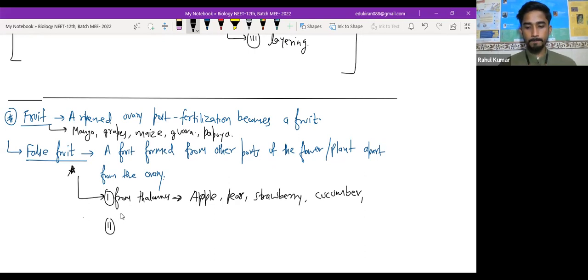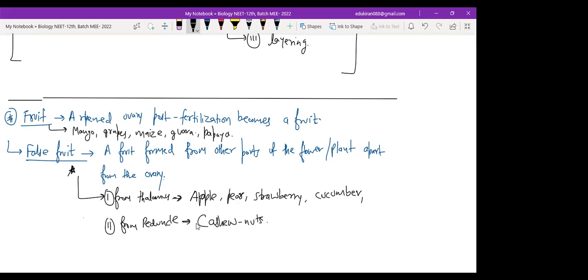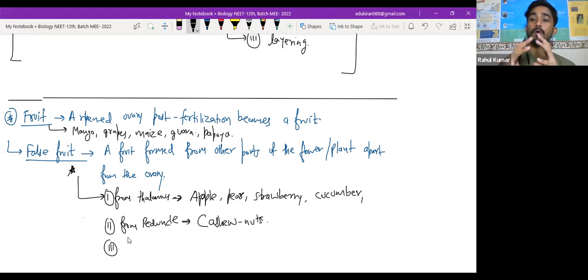Write down peduncle. This is also asked. From peduncle, you have cashew. You know cashew nuts? Yes. They are developed from peduncle. And then some fruits develop from the whole inflorescence.